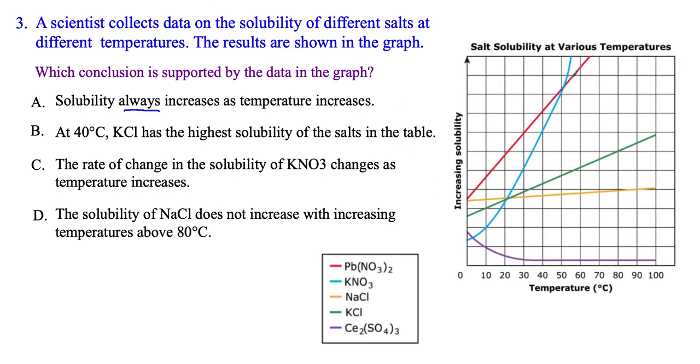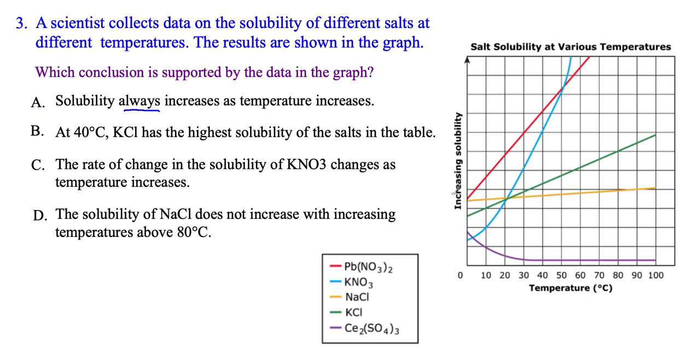Let's look at the red graph. Is the red graph increasing from left to right? You always read from left to right. Yes, it's increasing, it's going up. That implies that as the temperature goes up, the solubility goes up. So this question is basically saying that all the graphs are going up. All the graphs are increasing.